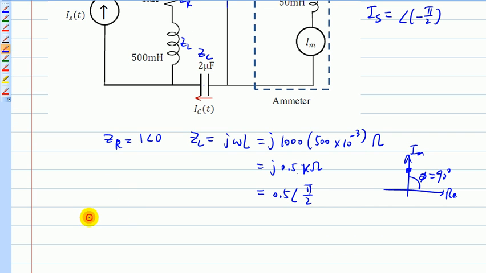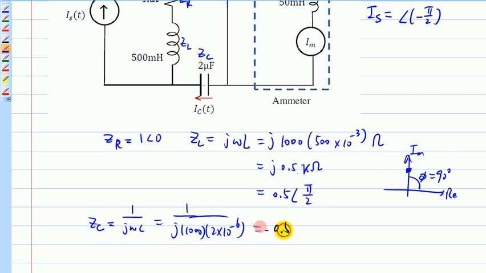So that's the L, and ZC is 1 over jωC. So you substitute C is 2 microfarad, and ω 1000, and 2 times 10 to the power of -6. Okay, and that'll give you negative 0.5j kilo ohm, which is 0.5 angle negative π/2. Okay, so now everything is in phasor form.